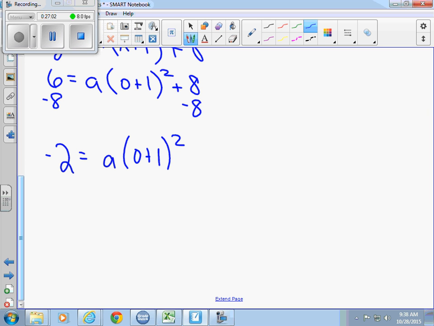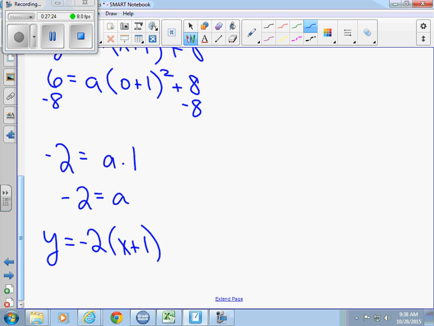What is 0 plus 1? 1. And what is 1 squared? 1. And I can divide by 1 to get A by itself. So what is A? -2. So my equation, which is really what I was trying to write, is y equals -2 times (x plus 1) squared plus 8.